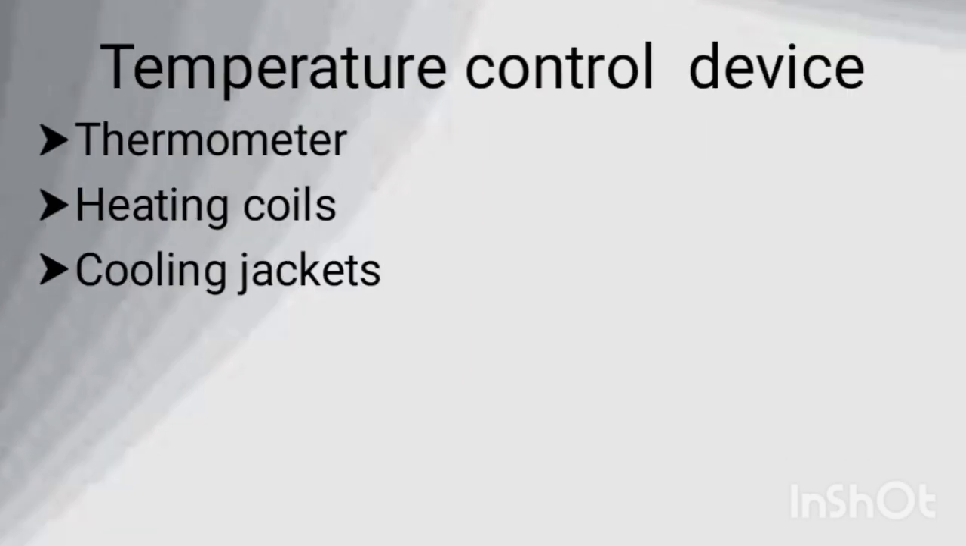Then, the second control device, that is the temperature control device. The temperature control device consists of a thermometer, cooling jackets, and heating coils around the fermenter. Once more, the temperature control device consists of three parts: thermometer, cooling jackets, and heating coils.